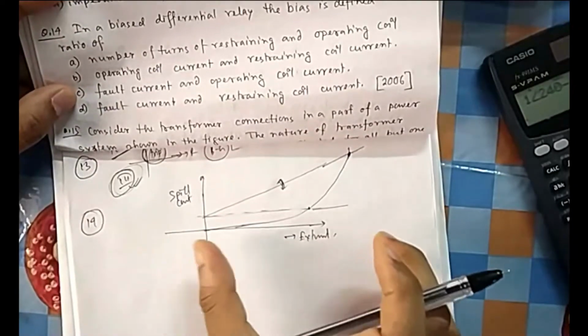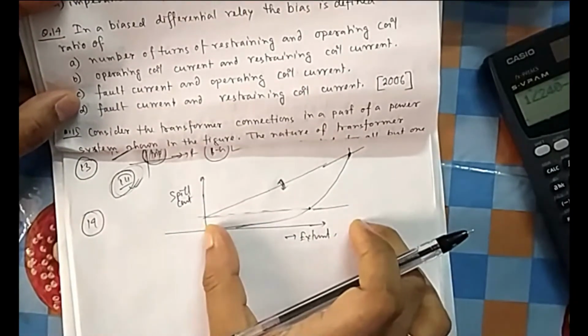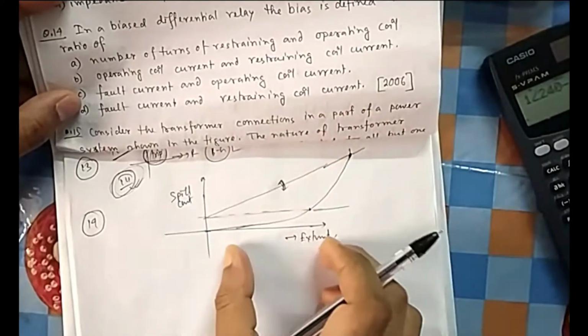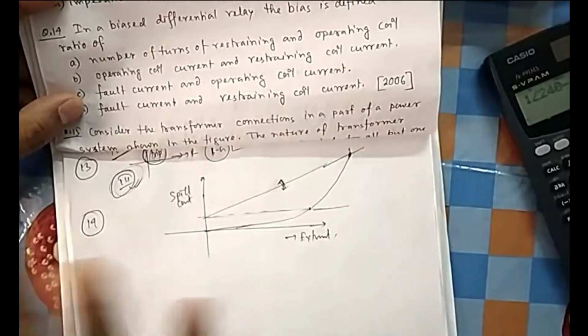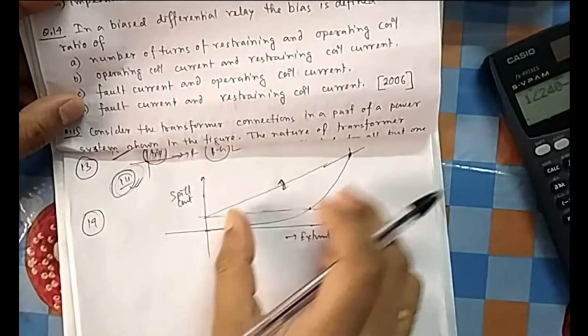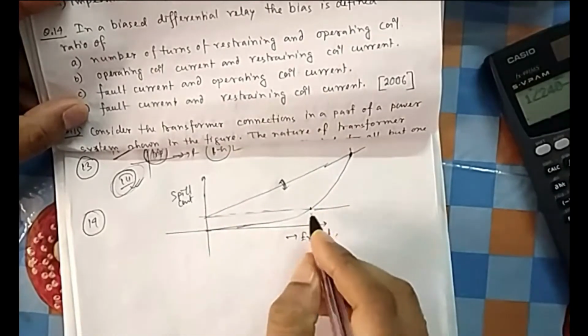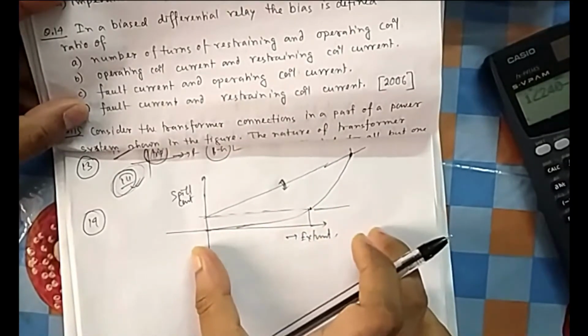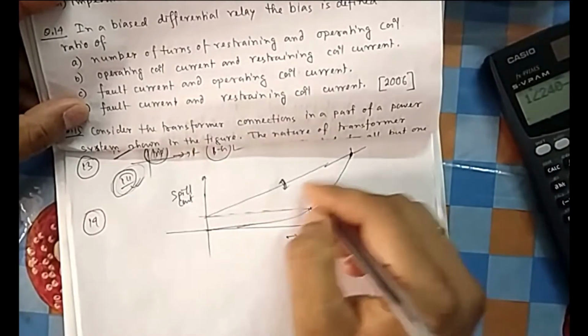So you will get a better result for external fault. For a large external fault it will trip. So we don't want to trip it for any external fault, but we can increase the margin. So here, up to this much external fault it is not tripping, and you can increase it by increasing this K.